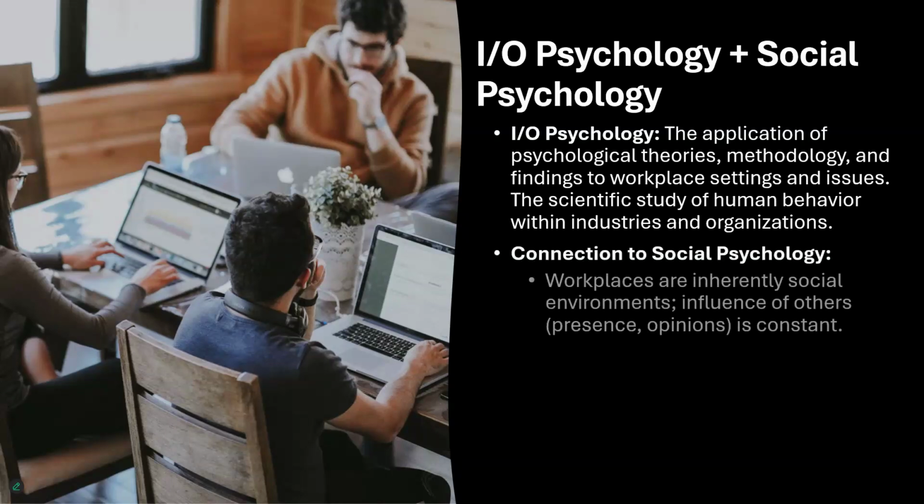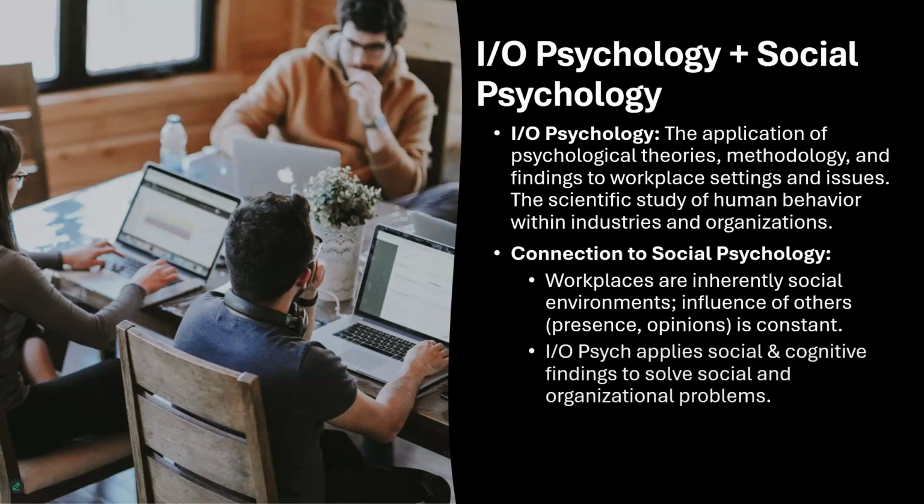Workplaces are fundamentally social arenas. Nearly everything involves interaction with colleagues or supervisors or subordinates, being influenced by group norms or organizational cultures, or navigating power dynamics. So, because social psychology studies how the presence and opinions of others influence individual behavior, and this influence is ever present at work, IO psychology is often regarded as a specialized applied field directly stemming from social psychology. It takes findings from social and cognitive research and uses them to tackle practical organizational challenges.